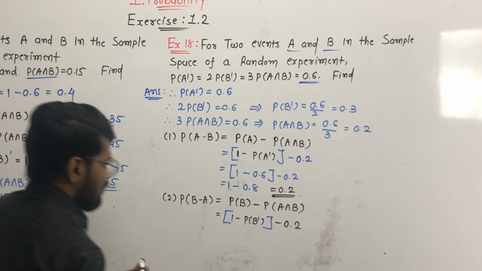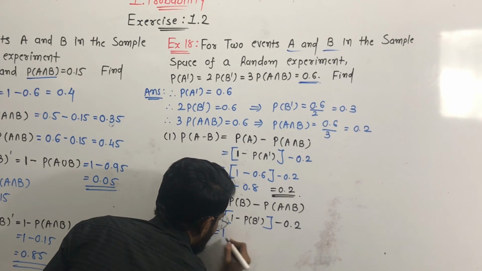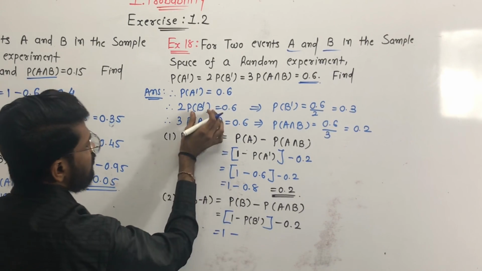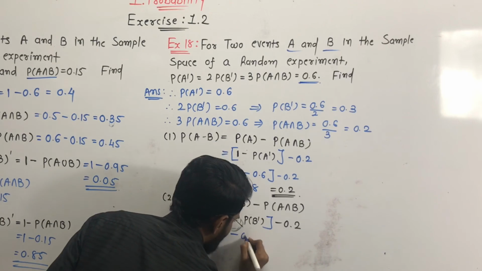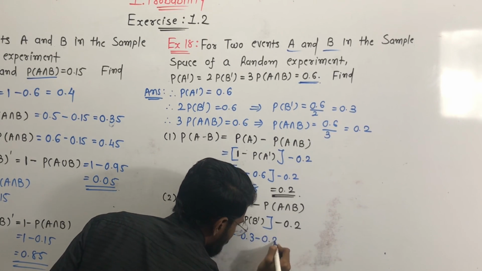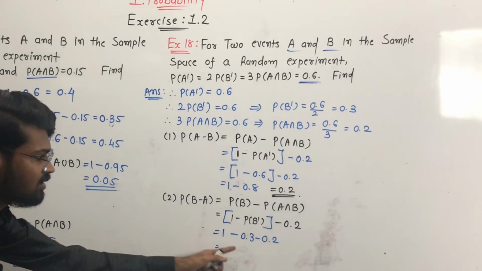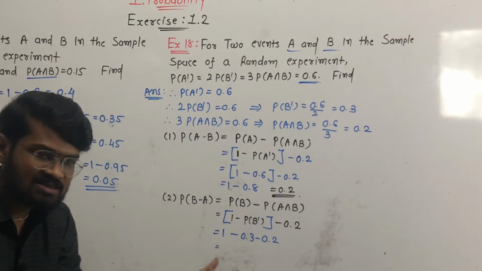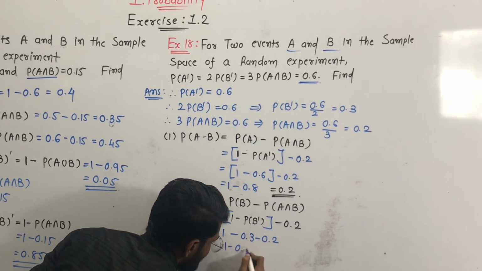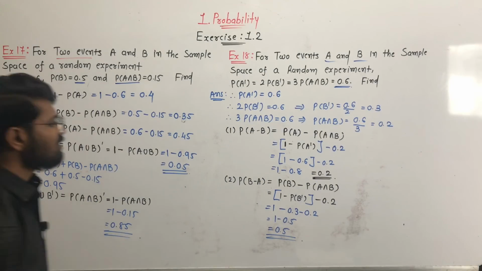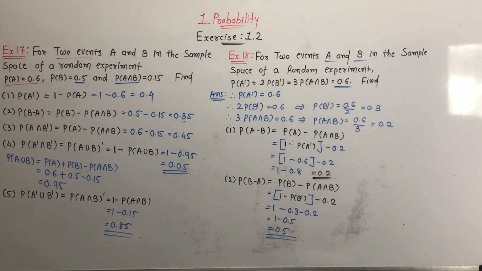Okay, so 1 minus P of B dash, where P of B dash is equal to 0.3, and minus 0.2. 1 minus 0.3 minus 0.2 means 1 minus 0.5, and 1 minus 0.5 is equal to 0.5. Clear? Write it down. Okay, done.